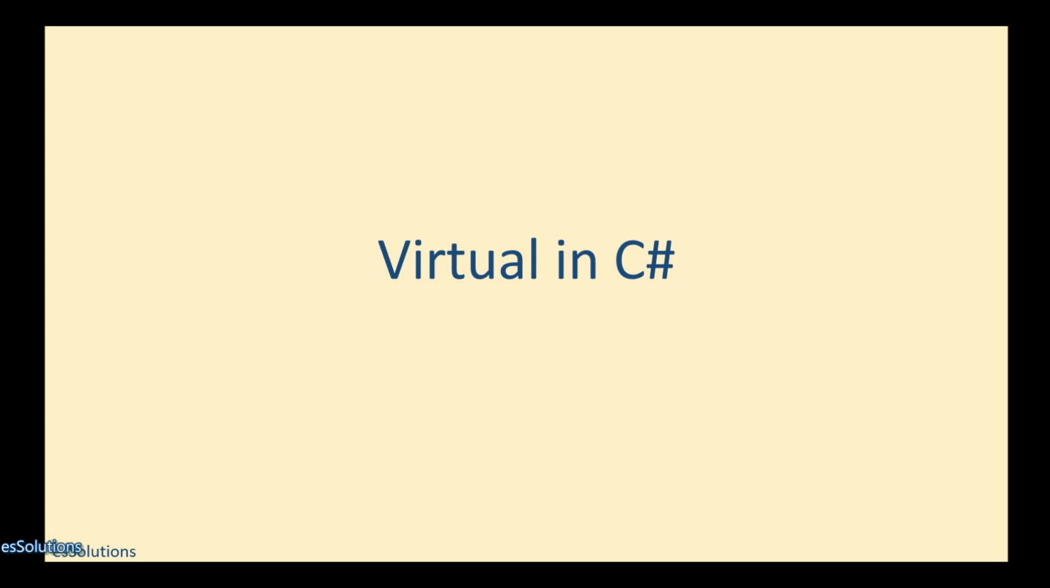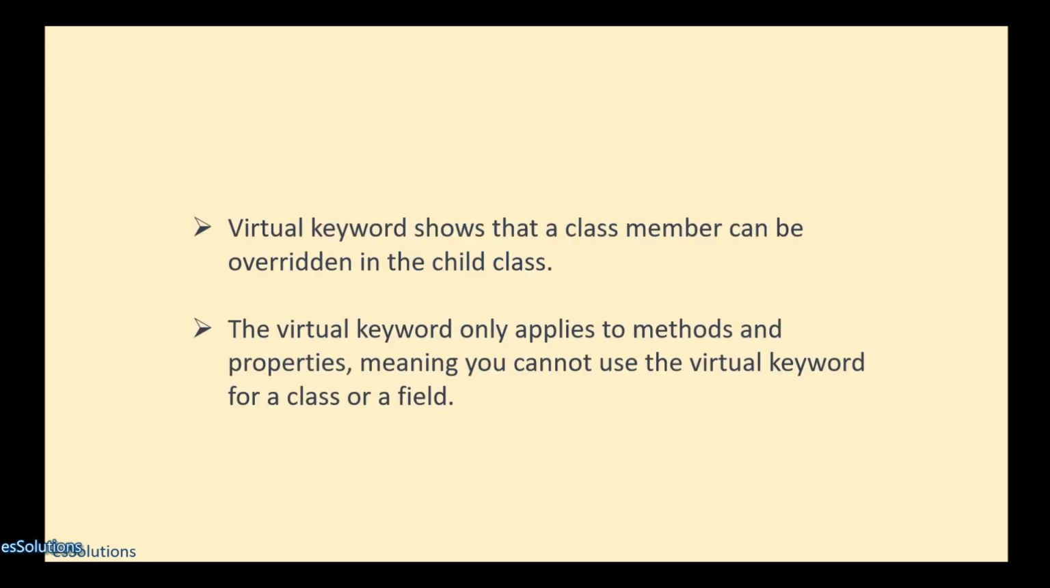In our previous video, we looked at polymorphism and generally the OOP. In this particular video, we will look at what the virtual keyword in C# is. The virtual keyword shows that a class member can be overridden in the child class.